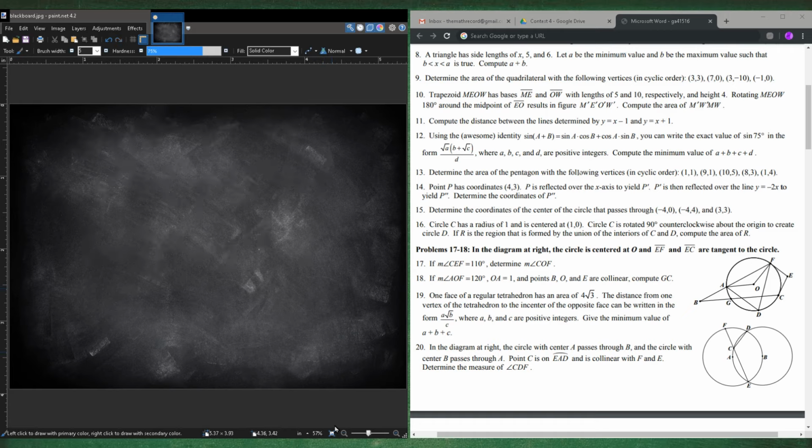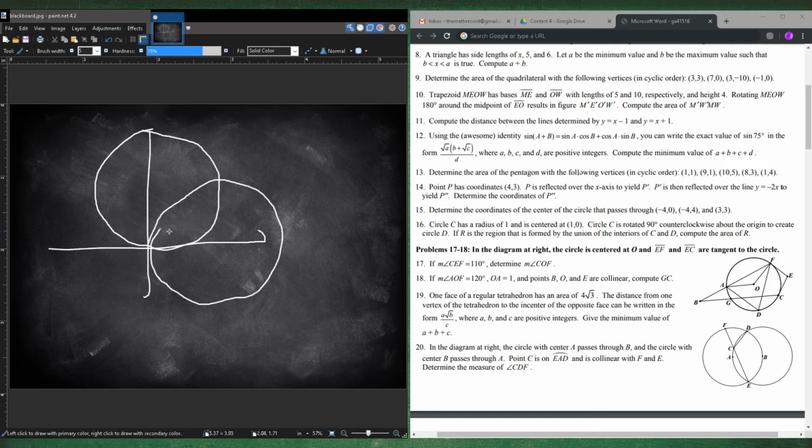So if we draw the diagram out again, we have a circle here, and we have a circle right here. So this point is 1, 1. That means the center is right here and the center is right here. That means they make a perpendicular line, because this is at 1, 0, and this is at 0, 1. So this makes a 1 by 1 square, and it goes through the center.